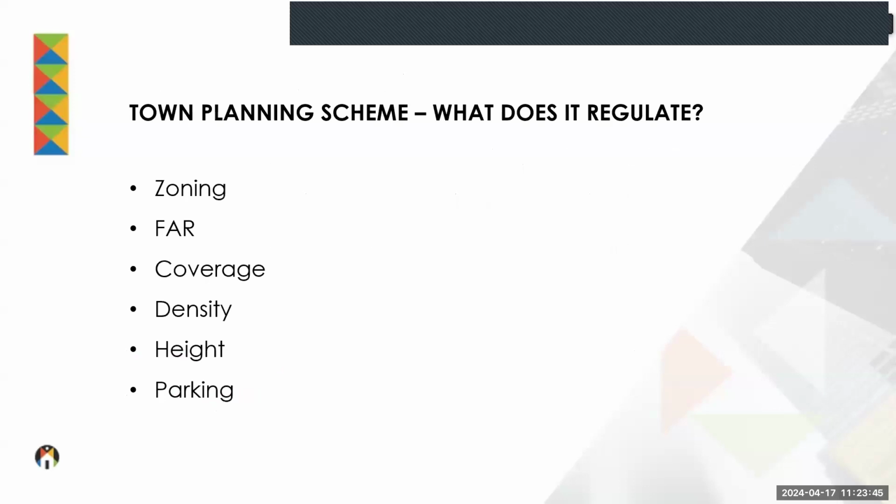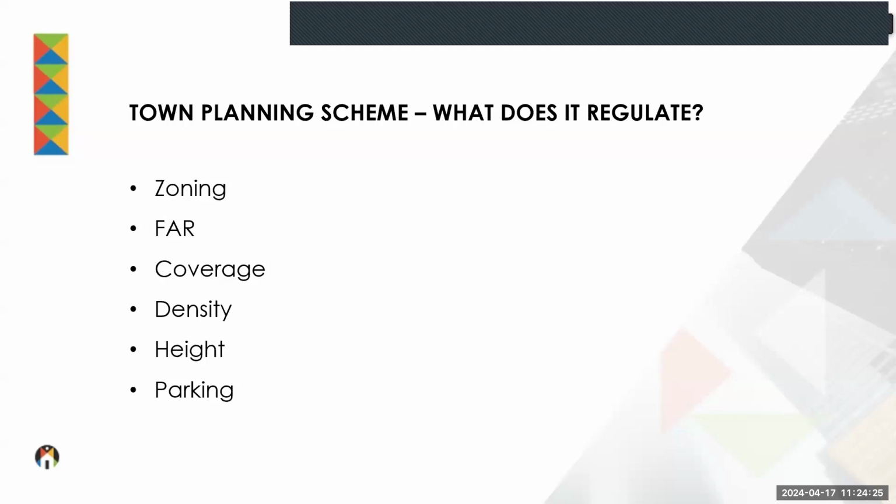So what does a town planning scheme actually regulate? First of all, zoning. Why is zoning important? It ensures that you will not have a development next to, let's say, a residential house that will generate noise, air pollution, or something like that. So zoning is there basically to ensure that what belongs together is put in a certain area, and if it doesn't belong together with other types of developments, that it's separated from them.